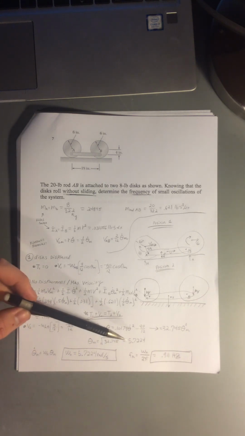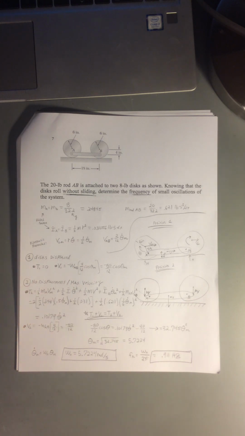Taking the square root of that gives us a theta m value of 5.7224. Now that we have that, we can look at this relationship here to try and find omega n. Since we now know our equations for theta dot and theta, we can plug those in and finally find out that omega n is 5.7224 radians per second.